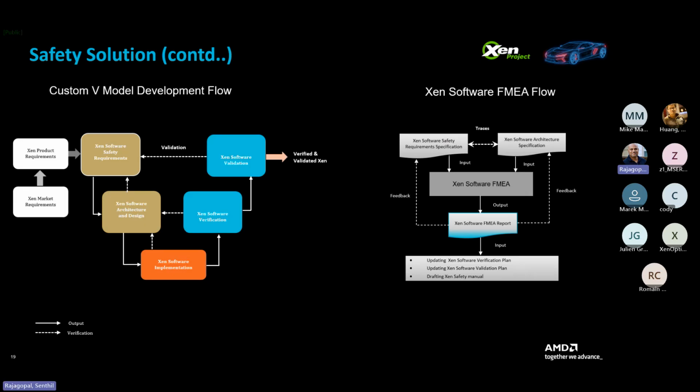So this is a typical custom V model development flow. We take high-level market requirements and product requirements, then the software safety requirements, then architecture and design, then the implementation and verification phases. It's a somewhat simplified way of doing the V model. We make sure that each and every phase has traceability, which is bidirectional traceability.